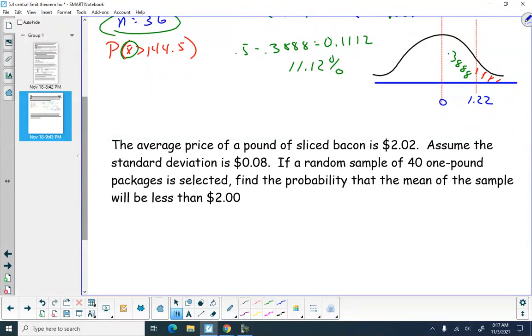The average price of bacon, well, that's obviously changed right now because it costs about $7. You have a pig, man, you're in good shape if you have a pig right now.